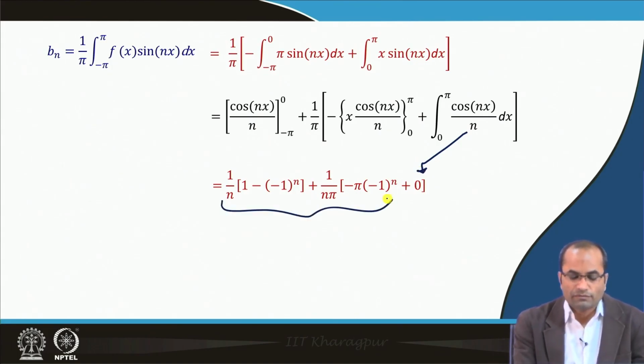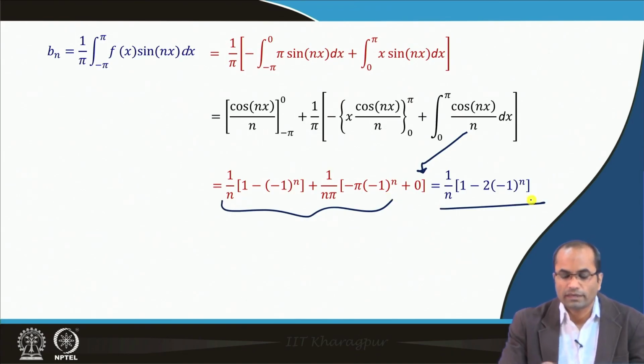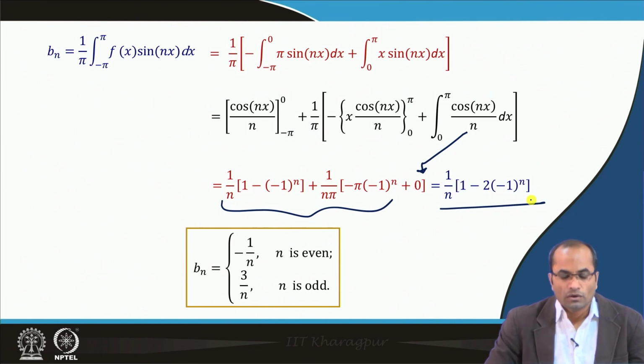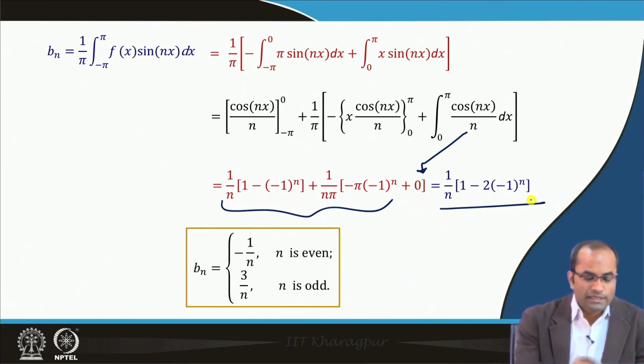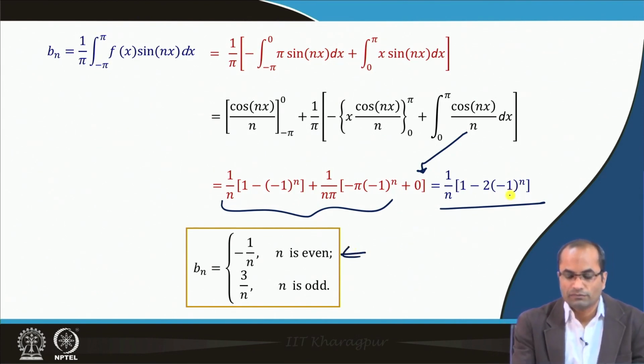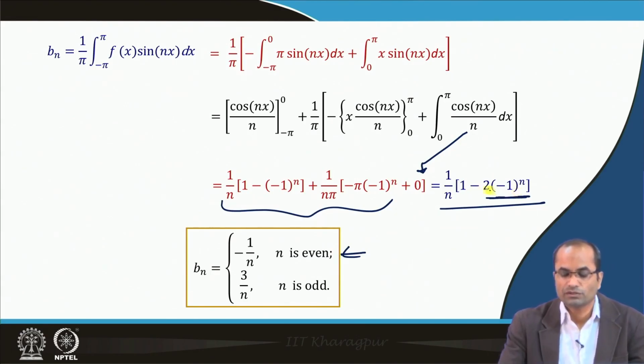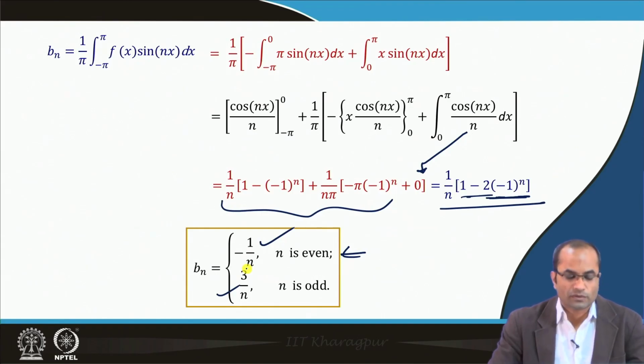And now we can simplify this. So, we are getting 1 over n and 1 minus 2 minus 1 power n, or in this b n for n even, because when n is even, here we will get this minus 2. So, 1 minus 2, the minus 1 over n will come, and when n is odd, this minus 1 power n will be minus. So, these two will be added, and so we will get this 3 over n. So, that is the coefficient b n we have.